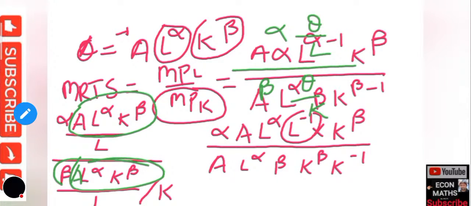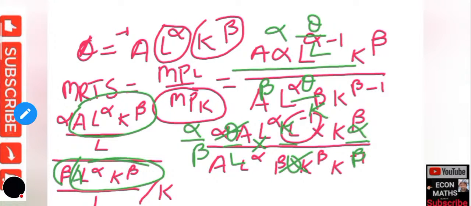Now solving this further, this will become alpha divided by beta, and this will become q divided by L. It is q by L into reciprocating this denominator. This will become k divided by q. Deleting q and cancelling this, we are left with alpha divided by beta times k by L. So the marginal rate of technical substitution, I'm sorry if it gets messy because of the lack of space, is equal to alpha divided by beta times k by L.